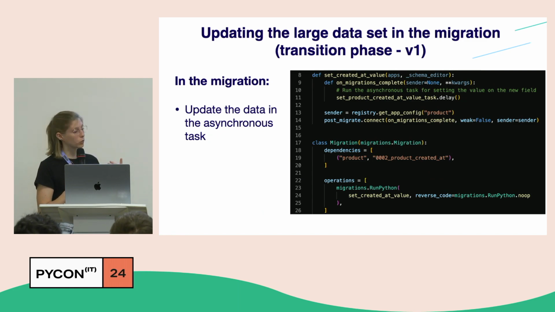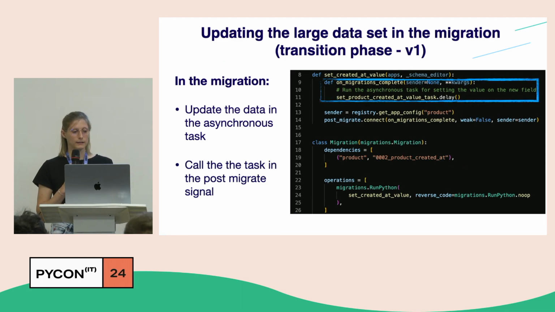And here is the example of the migration that calls a task that copied the data from old created to new created add column. And the task is delayed in post-migrate signal, which means it will be called after all migrations are completed to not bother the migration process in any way. So the data will be copied in the background after all database migrations.